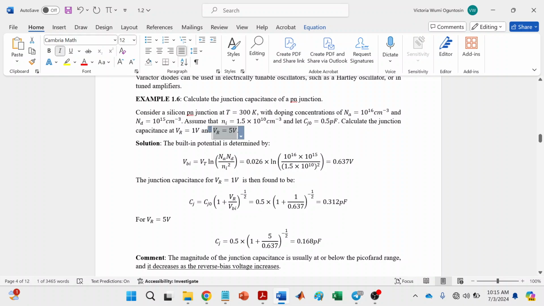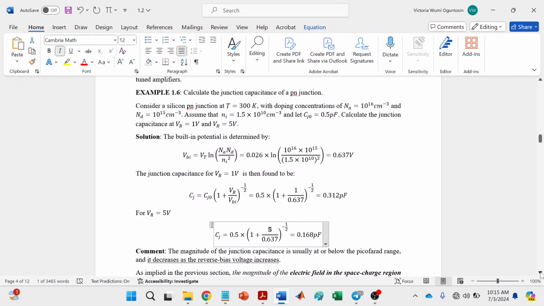So we know that this is the formula. So we need to calculate the built-in potential barrier across the space charge junction. So we calculate this built-in potential barrier as 0.6 volts. Then we calculate the junction capacitance when VR is 1 volt. So we calculated it as 0.3 picofarad. Then when the reverse bias voltage is 5 volts, it is calculated as 0.17 picofarad.